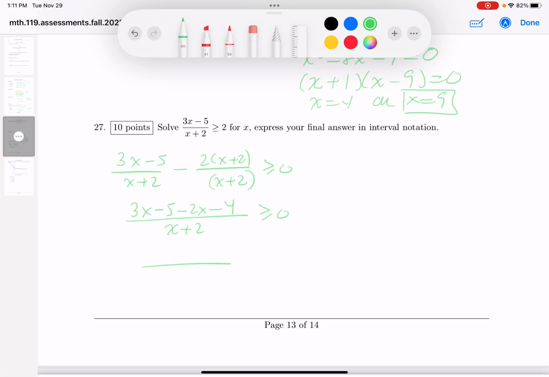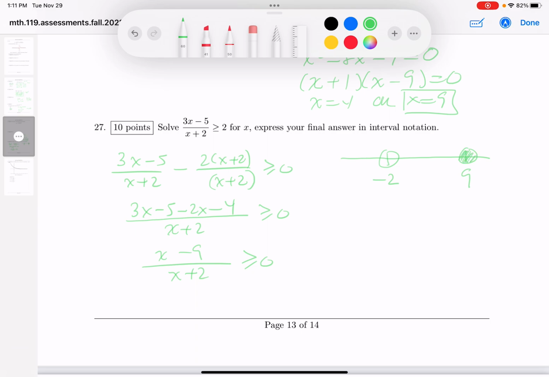Got some more work to do. This is x plus 2, and you get, let's see, x minus 9. The number line goes down, and on that number line is where the top takes on a 0 and where the bottom takes on a 0. So at -2 and at 9. At 9, that becomes an equality, becomes equal to 0, and that's good.